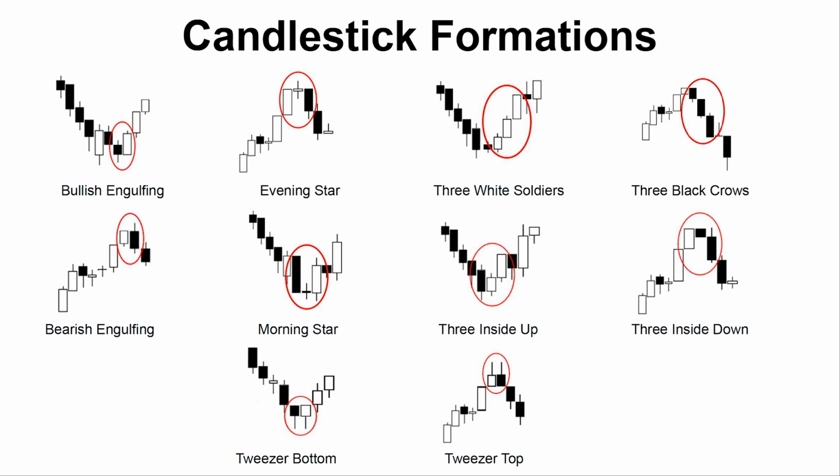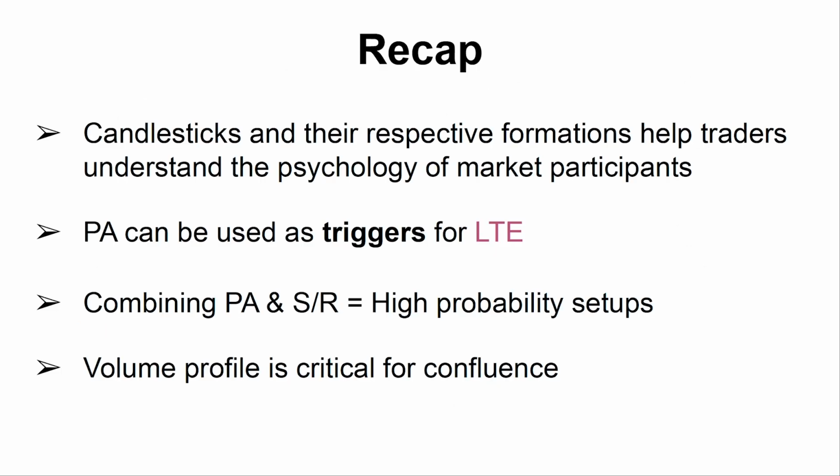The same rules apply for 3 black crow formations, except in this case, all of the candles should not have upper wicks, which show the sellers flexing their strength to push prices lower each subsequent session. Now that we have a better understanding of all the different kinds of candlestick formations, let's do a quick recap and make sure we grasp all the key takeaways.